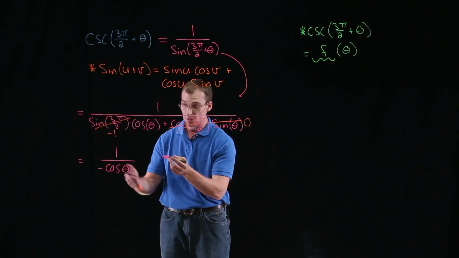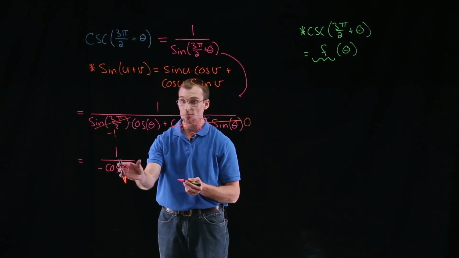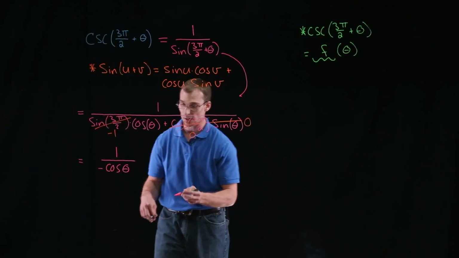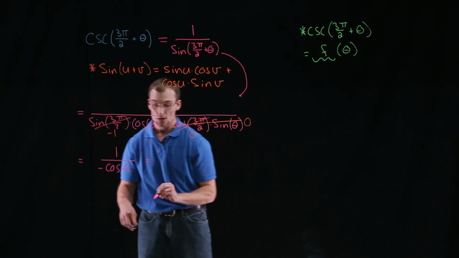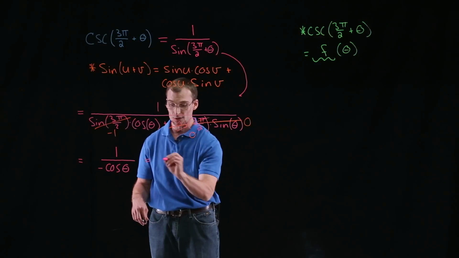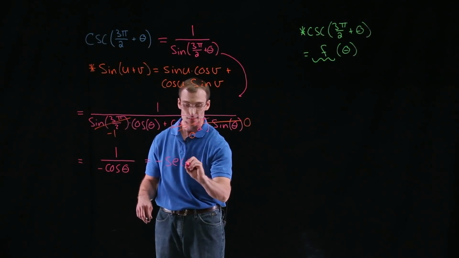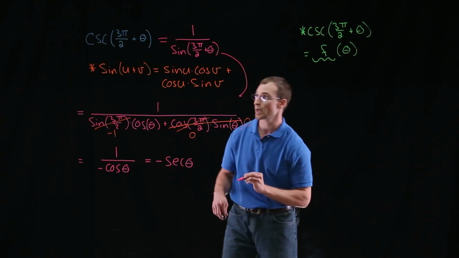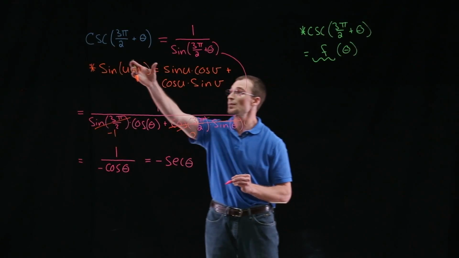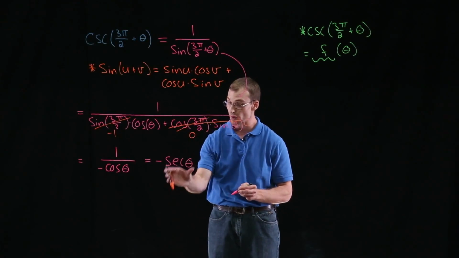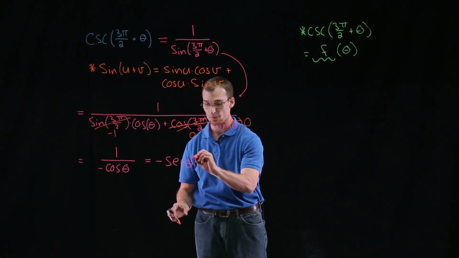Now, we're pretty much done here. We have a trig function of only theta, but we can clean this up just a little bit more. We can write this 1 over cosine, we know is secant, so we can write this as negative secant of theta. So there we go. We have the cosecant of 3 pi over 2 plus theta written as a trig function of theta by itself.